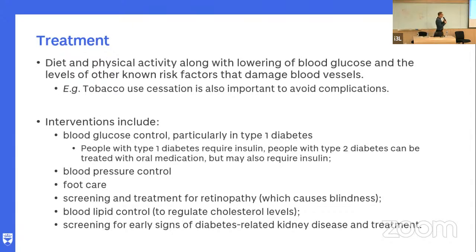In terms of treatment, key is looking after your diet and engaging in physical activity. I mentioned previously that insulin causes an increase in expression of those GLUT4 membrane transport proteins, and I said that exercise also does the same. So it's been shown that if an individual, let's say, has type 2 diabetes and undertakes some form of regular exercise, that can contribute towards their blood glucose control and removes the over-reliance on medication.